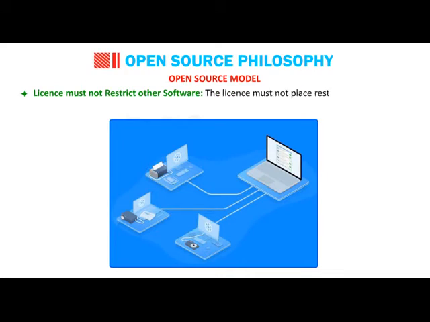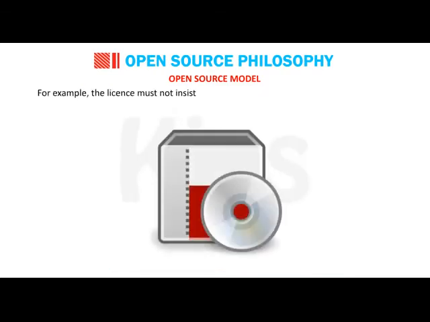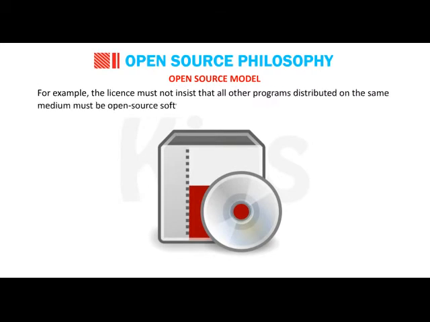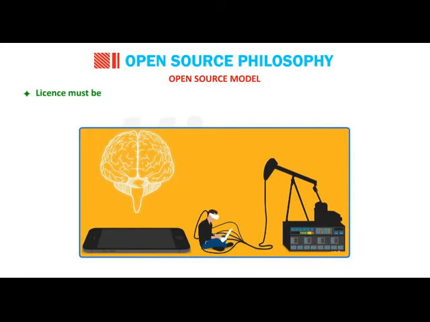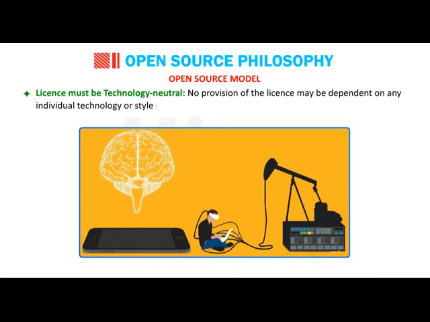License must not restrict other software. The license must not place restrictions on other software that is distributed along with the licensed software. For example, the license must not insist that all other programs distributed on the same medium must be open source software. License must be technology neutral. No provision of the license may be dependent on any individual technology or style of interface.